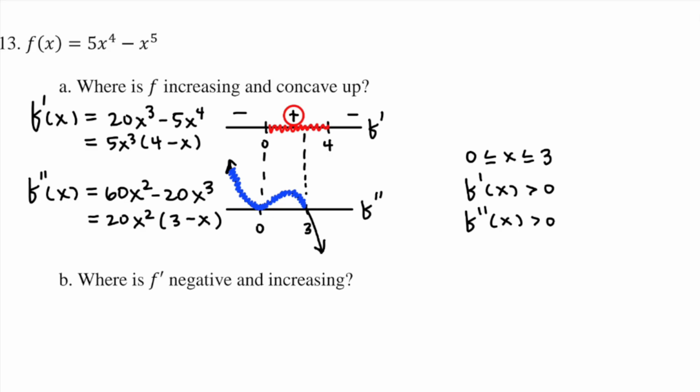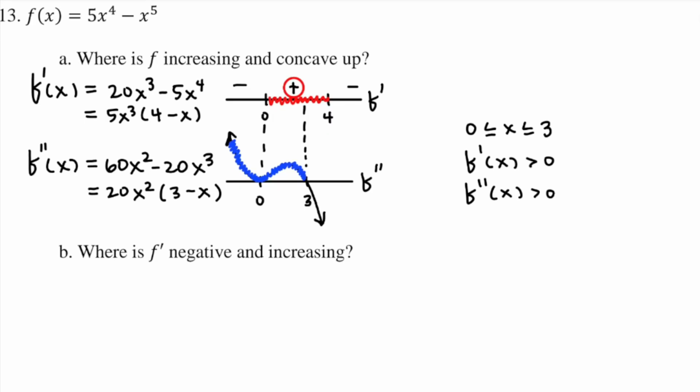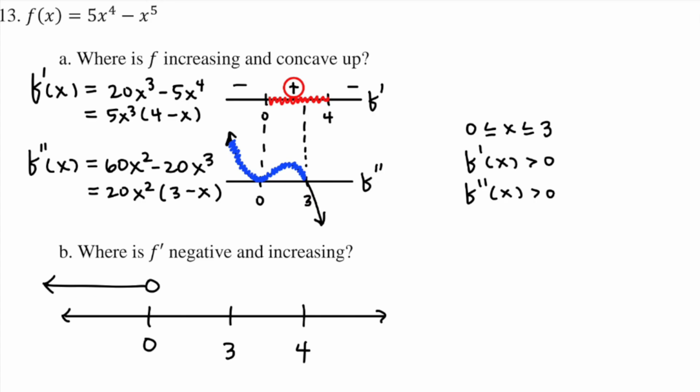Okay, and then when is f prime negative and increasing? Well, I've already done most of the work for that. I would say f prime is going to be negative. Let's make a new number line: 0, 3, and 4. F prime is going to be negative below 0 and from 4 to infinity.